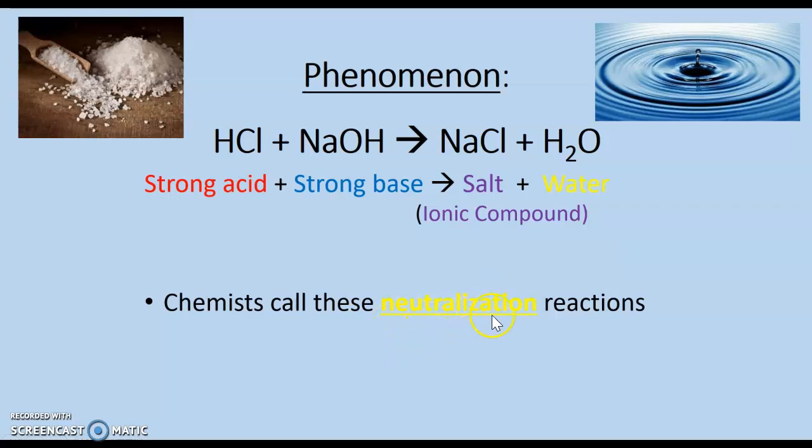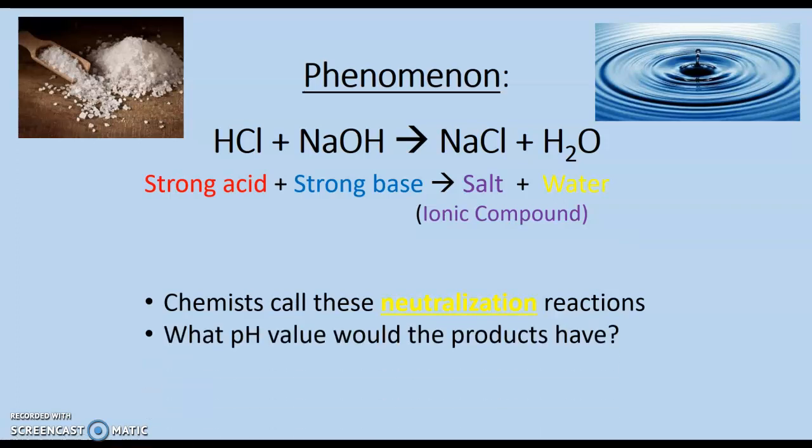Look at that word, neutralization. What stands out? Hopefully you said neutral. And what does it mean to be neutral? Well, water is neutral. So what that means is you don't have an acid, you don't have a base, you just have a substance right there in the middle. So what pH value would these products have? If you said 7, ding, ding, ding, you are a winner. So we're going to talk more about these neutralization reactions and calculations that we could do with them.